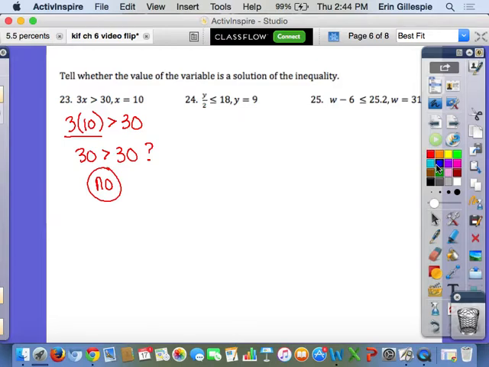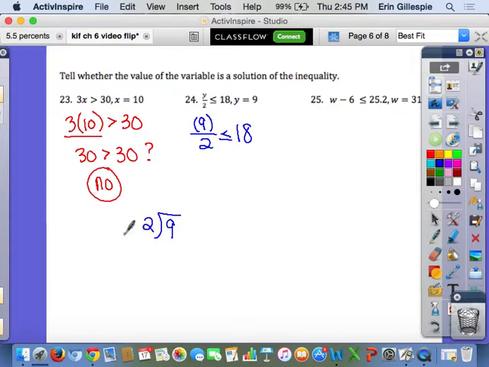24, we've got y divided by 2 is less than or equal to 18, and we're testing it for the value y equals 9. So in for y, I'm going to put in my value of 9. I'm still going to have over 2 is less than or equal to 18. We need to simplify over here. 9 divided by 2, what's that? If you're not sure, do some long division off to the side.